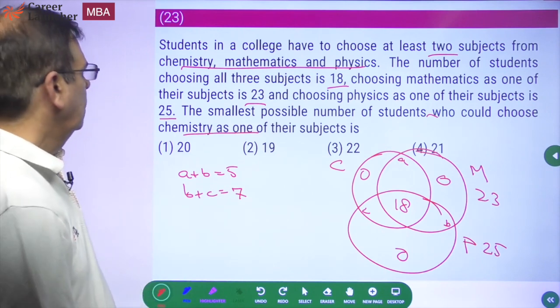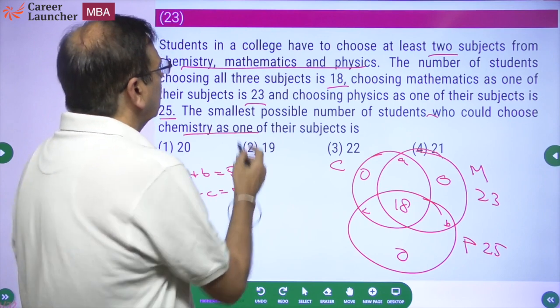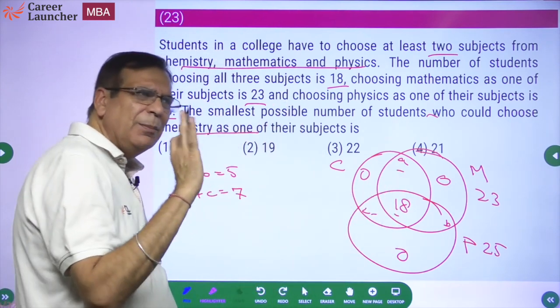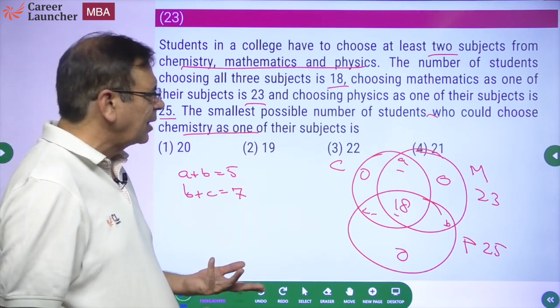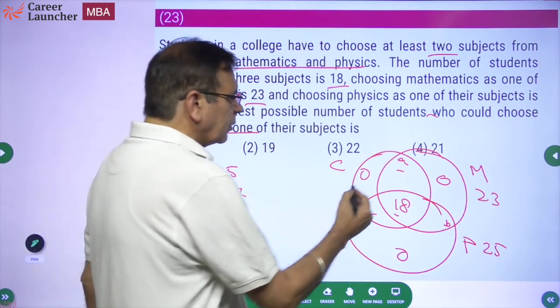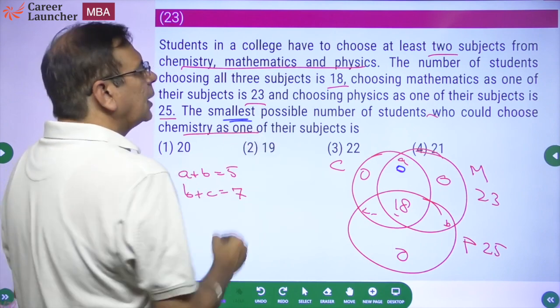Okay. So the smallest possible number of students who could choose chemistry as their subject. What are we looking for? 18 plus A plus C. So we need the minimum value of A plus C. Make cases and check, why waste time with equations? Okay, for example, A plus B is 5. What is the smallest thing we can do? I want the smallest possible number of students.